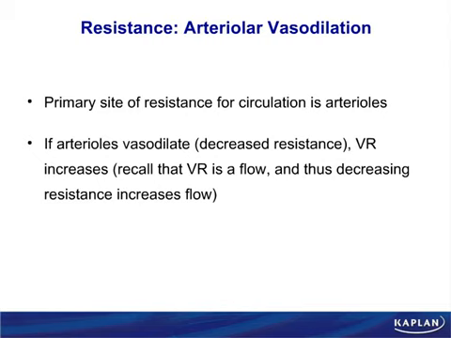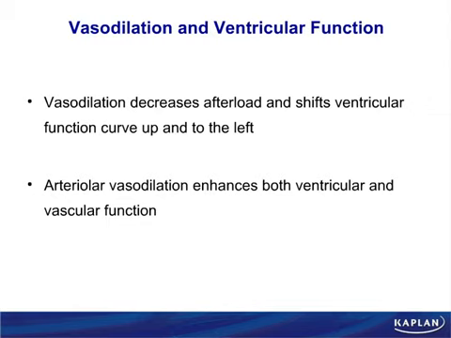All right, let's start with resistance. Remember, arterioles are the main site of resistance. If arterioles vasodilate, that means resistance goes down, then venous return goes up. Hopefully that makes sense. Remember, venous return is the flow, so if resistance falls, flow goes up. We've discussed that previously. Vasodilation also decreases afterload. Remember, if I dilate arterioles, that means reduce TPR, that decreases afterload and shifts the ventricular function curve up and to the left.